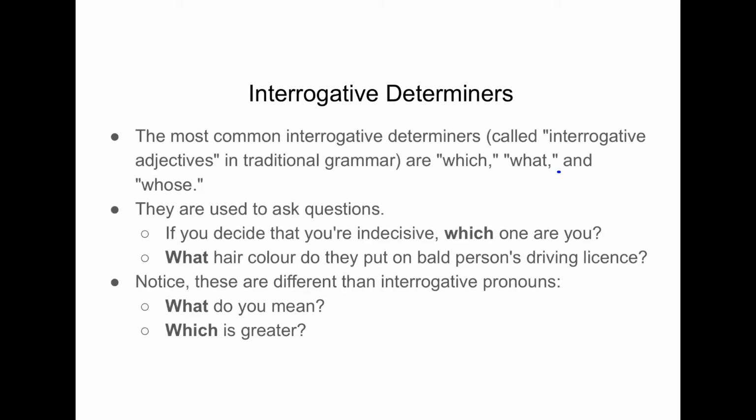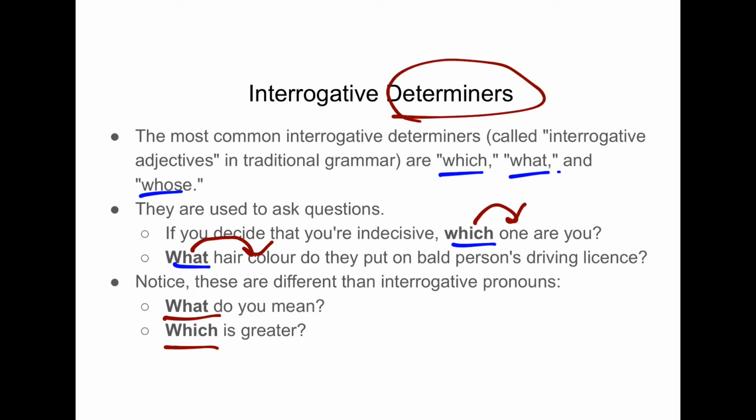The most common interrogative determiners are which, what, and whose. They are used to ask questions. So, which one are you, or what hair color? Those are interrogative determiners. Notice, though, these are different than interrogative pronouns. If I said, what do you mean, or which is greater, these serve as the subject. There's no noun after them that they're describing, like which one, or what hair color. There's no noun or pronoun. When they're all by themselves like that, they're just pronouns. They're functioning as a noun. When they're in front of something functioning as a noun, that's when they're determiners.